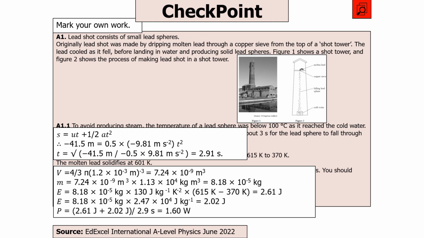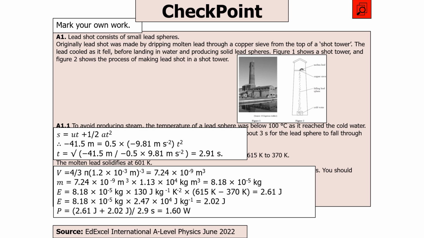We can then say, well, what's the energy change going to be when it changes temperature? We do E equals mc change in temperature. Pop in all those values and you get 2.61 joules. We can then look at E equals ml as it changes state, as it solidifies, by doing mass times the latent heat, which is 2.02 joules. So add the two together, that's the energy change, divided by the time will give you the power, so you get 1.60 watts.